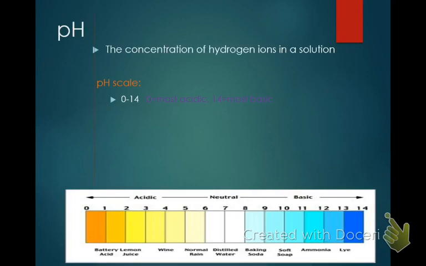We have the pH scale. It's the concentration of hydrogen ions in a solution. It goes from 0 to 14, with 0 being the most acidic, and 14 being the most basic, okay? So you can see battery acid is very acidic, ammonia and lye are very basic substances, okay? And so just so you know, the pH scale is a measure of the concentration of hydrogen ions in a solution.